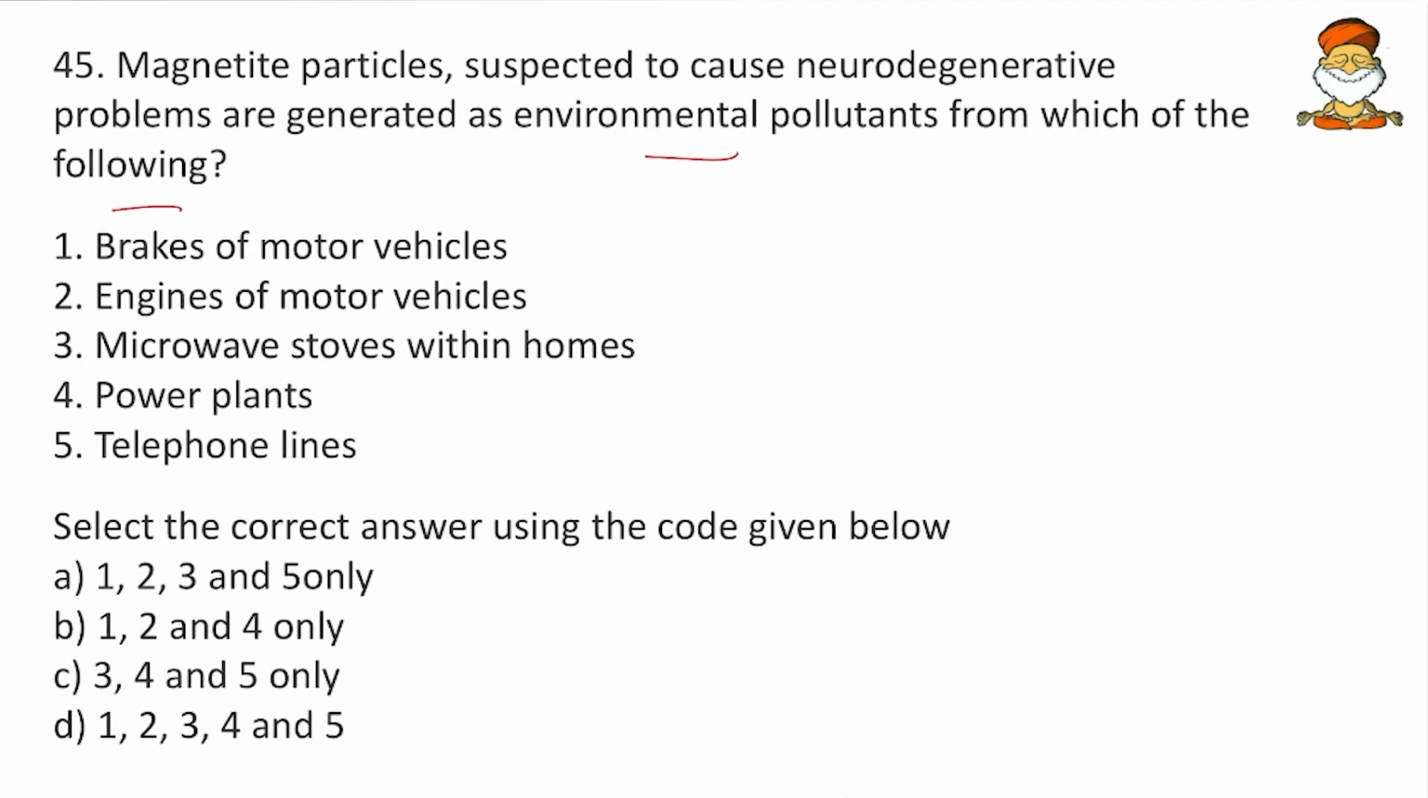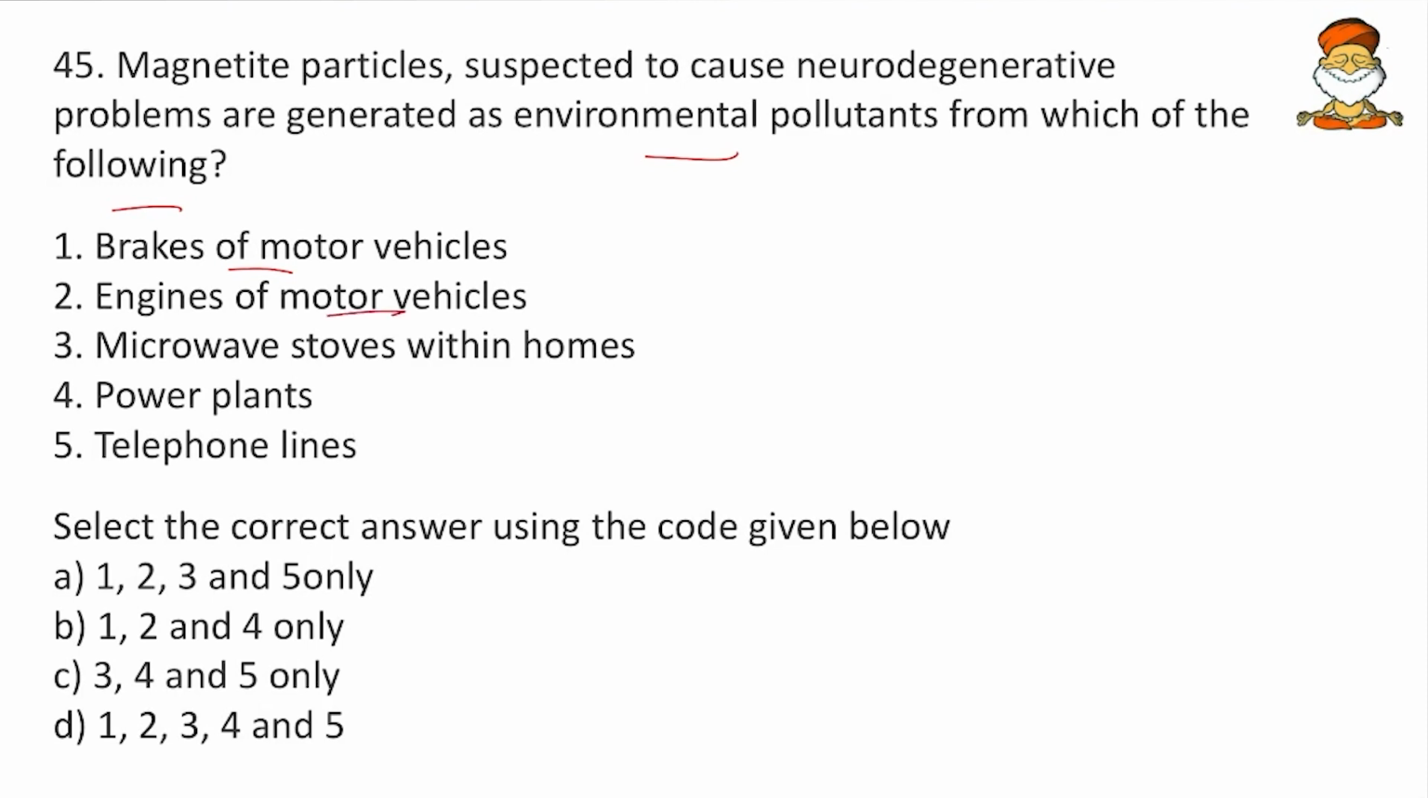So we know that magnetite is a content of iron. So we know that hematite, magnetite, these are the ores of iron. So here search for those options which contain iron. So the brakes of motor vehicles. Yes friends, the brake plates, if they rub against one another, it is akin to rubbing of two iron plates and then magnetite may be released. So 1 should be there.